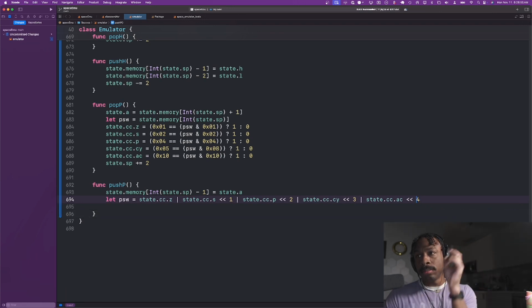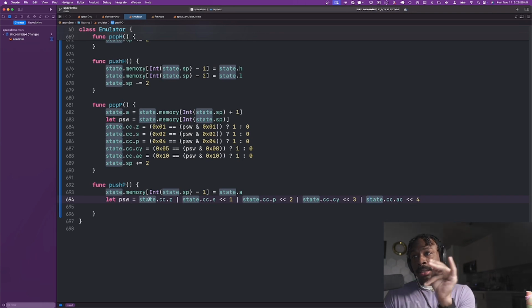What are we doing here? We are just combining all the flags together. First spot, we put the zero flag. Second spot, we put the S flag. We're shifting it over left 1 bit, I believe. Shifting this one over 2 bits. Shifting this one over 3 bits. Shifting this over 4 bits.